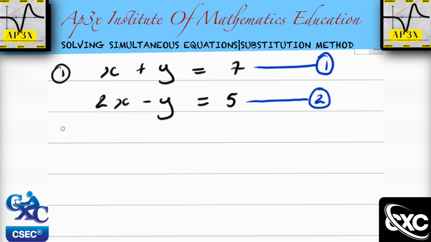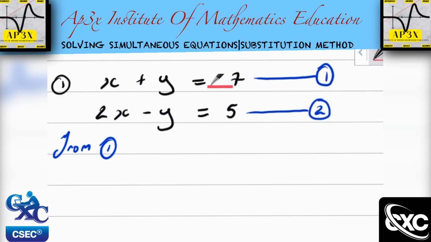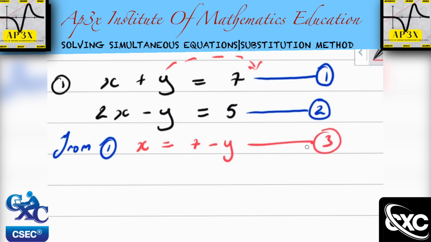So for me here, I'm going to write a statement and say from equation 1, I'm going to make x the subject of my equation. So if I'm going to make x the subject of the equation, my objective is to simply move the y to the other side of the equation. So I'm going to subtract y from both sides. So from equation 1 then, x is equal to 7 minus y. Therefore, I'm going to call that equation 3. That's going to be a crucial equation later when we're trying to find the value of x.